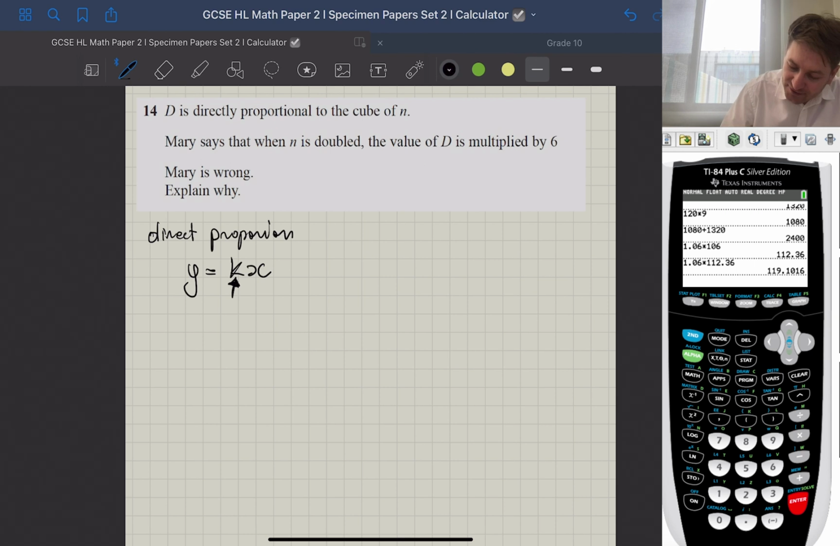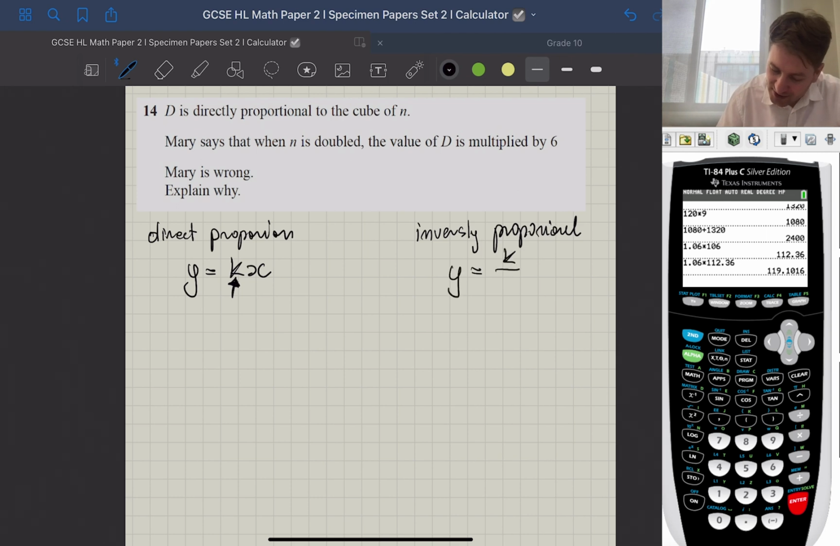When it's inversely proportional, this is the situation: k over x. So if I'm painting a room, it's going to take me this amount of time, but if you hire 3 people to paint the same room, it's going to take a third of the time to do it, all right? So that's an example of an inversely proportional situation.